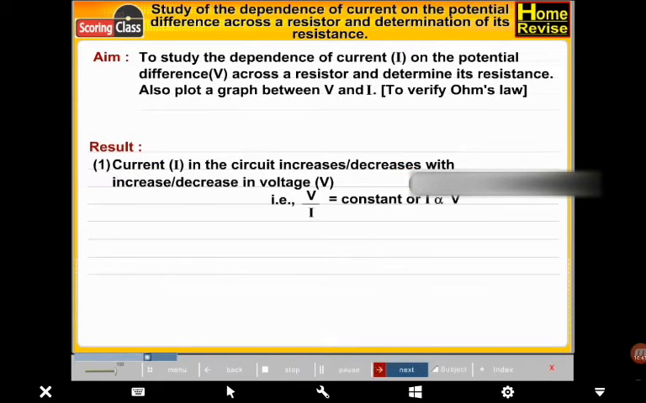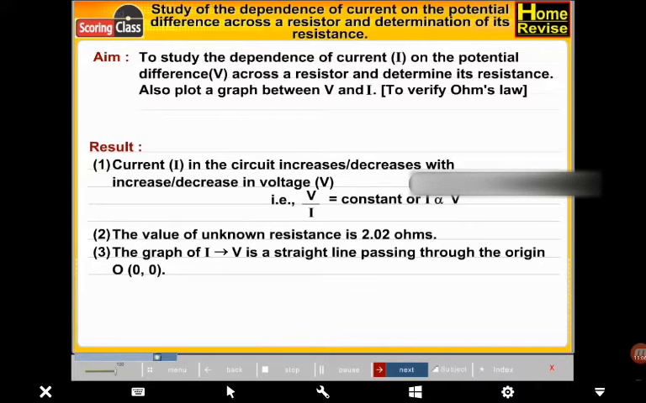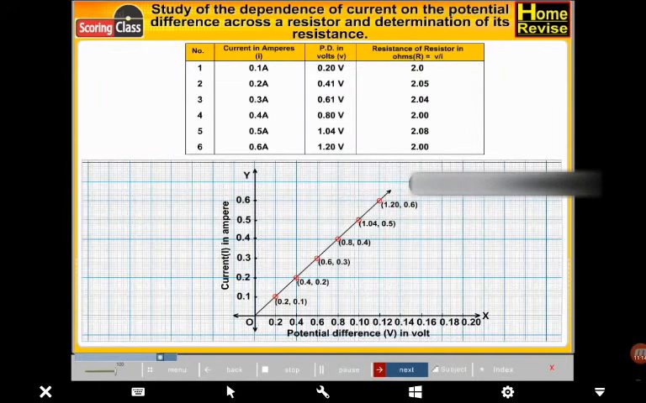Results. Current I in the circuit increases or decreases with increase or decrease in voltage V. That is, V upon I is equal to constant, or I is directly proportional to V. The value of unknown resistance is ohms. The graph of I versus V is a straight line passing through the origin 0, 0. This is the graph of potential difference and current.